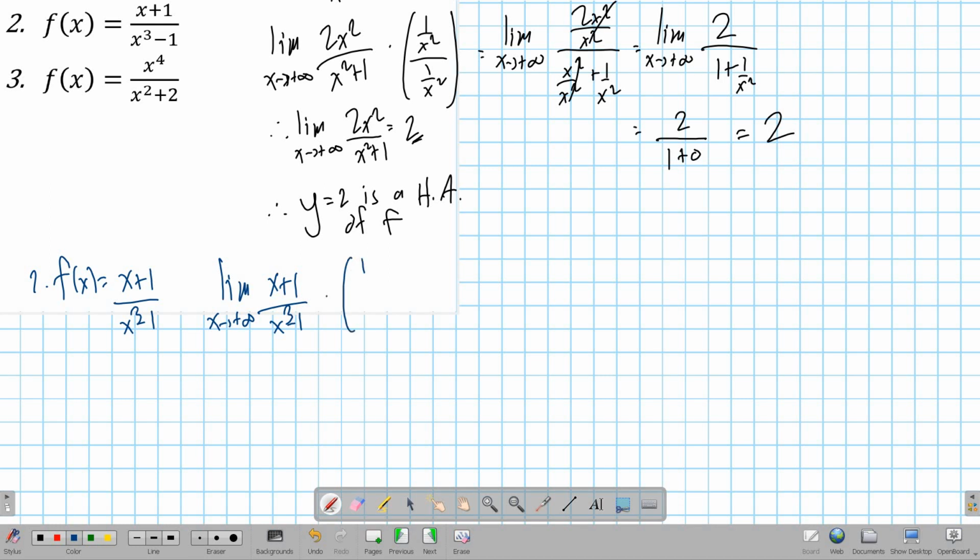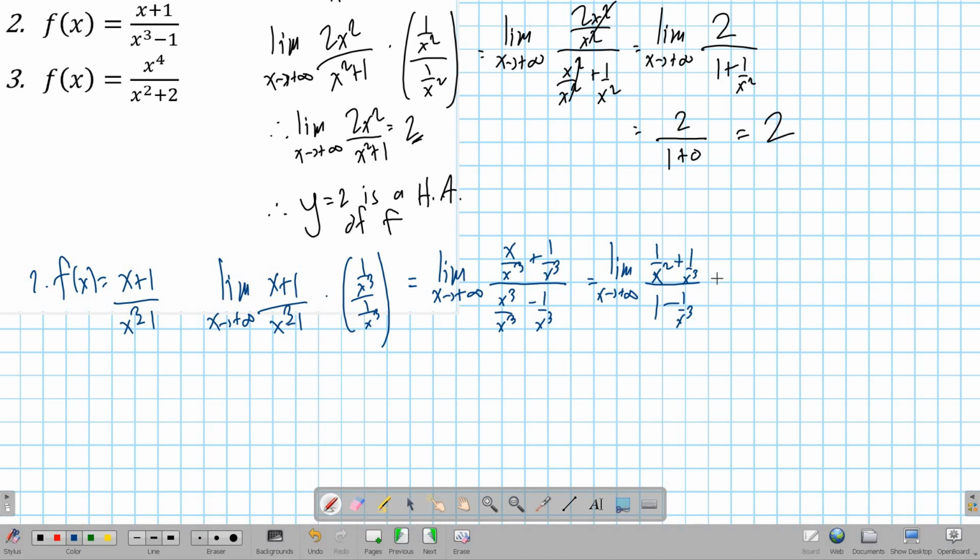Therefore, we multiply the expression by 1 over x cubed over 1 over x cubed. Hence, we're going to get the limit as x approaches positive infinity of x over x cubed plus 1 over x cubed all over x cubed over x cubed minus 1 over x cubed. Hence, we simplify the fractions. In the complex fraction, we get the limit of 1 over x squared plus 1 over x cubed all over 1 minus 1 over x cubed as x approaches positive infinity. Applying the limit, we're going to get 0 plus 0 over 1 minus 0, which will end up at 0.